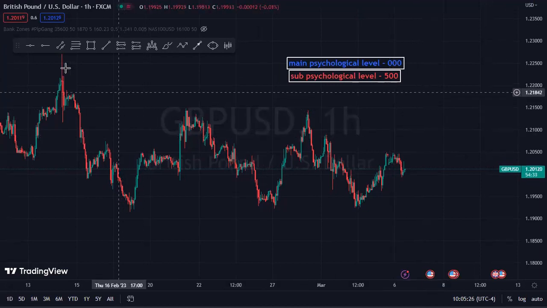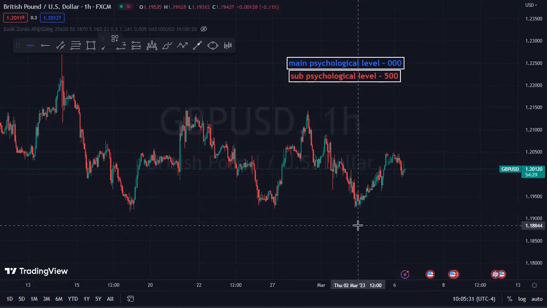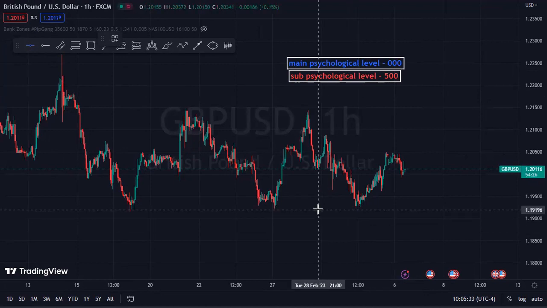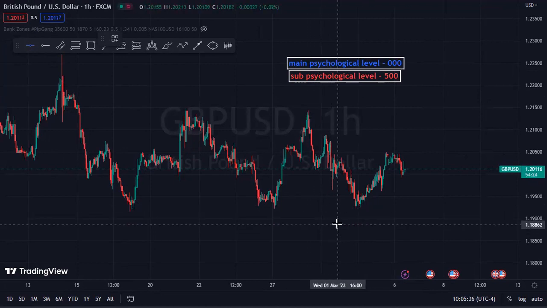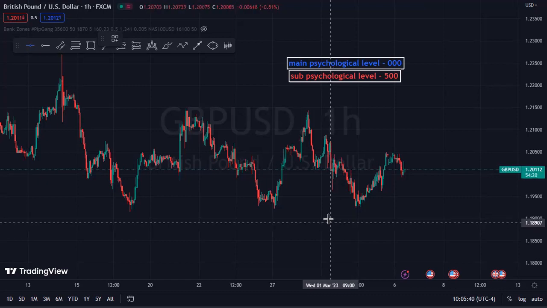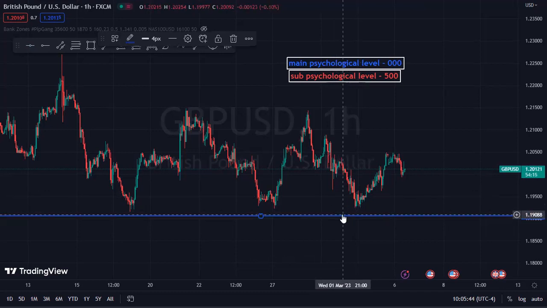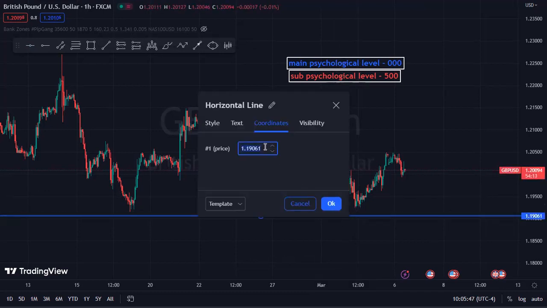First thing you're gonna want to do is get your horizontal line. And you're gonna want to start from the bottom, from any price action. For me, I'd like to start at 1.1900. So I'm gonna place my horizontal line here. Double click. As you can see right now, where my horizontal line is, it's at 1.19061. So I'm trying to get it to a psychological number, which is gonna be 1.1900.